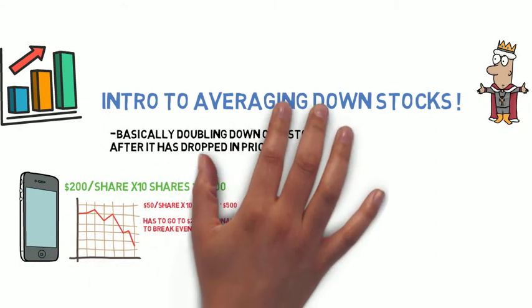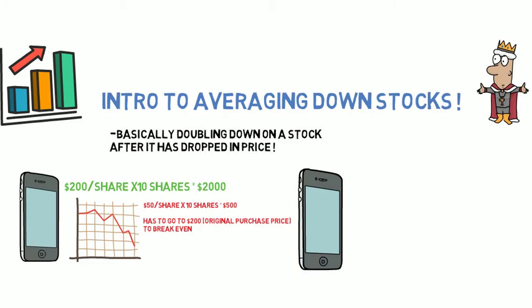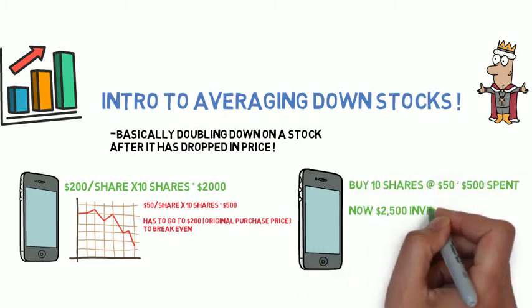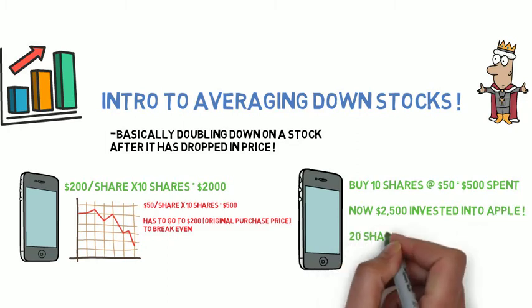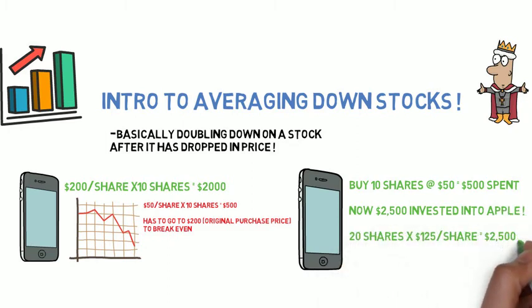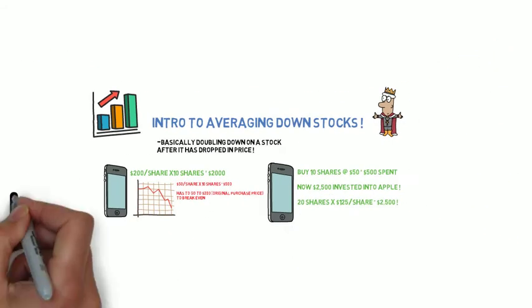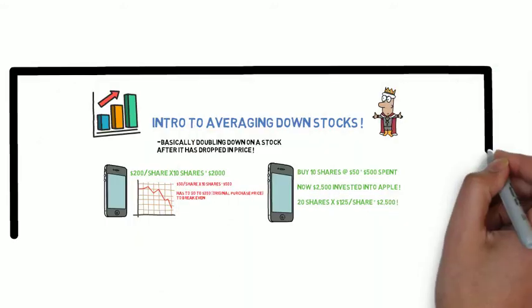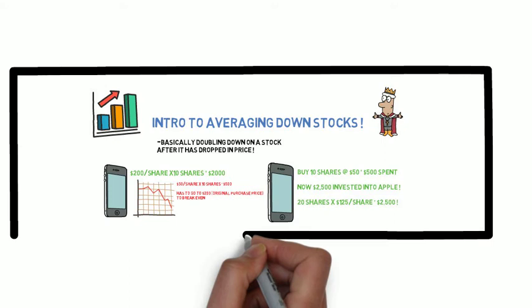So to average that down, you decide to buy 10 more shares at $50. So now you have 20 shares. You are now $2,500 into this position. So in order for you to break even, you now only need the stock to go back to $125 a share, making your new break even price $75 lower than your previous price.